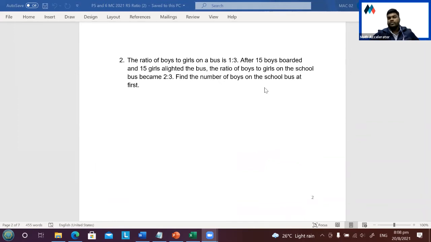The ratio of the number of boys to girls on a bus is 1:3. After 15 boys boarded and 15 girls alighted the bus, the ratio of the boys to girls on the school bus became 2:3. So find the number of boys on the school bus at first.